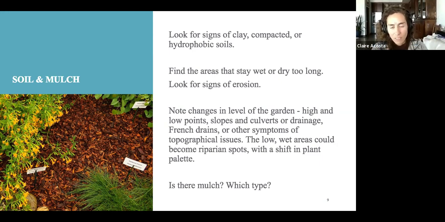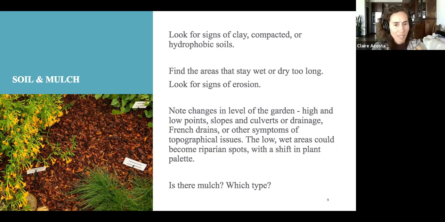And definitely noting topographical changes. I usually put on the map of the site where the high point is, where the low point is. How does the water move through the space? Because water is going to carry soil, especially if it's moving quickly. And that's usually an erosive factor.